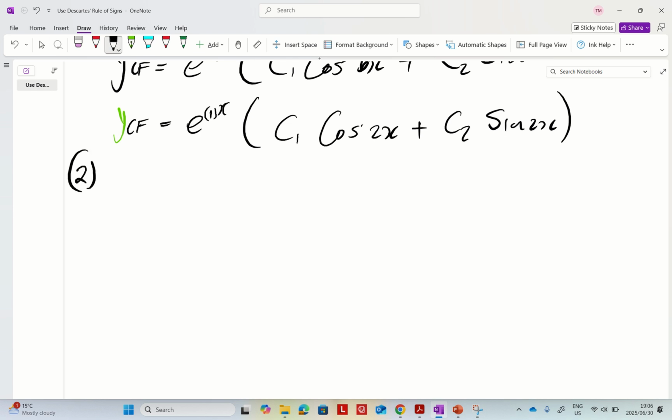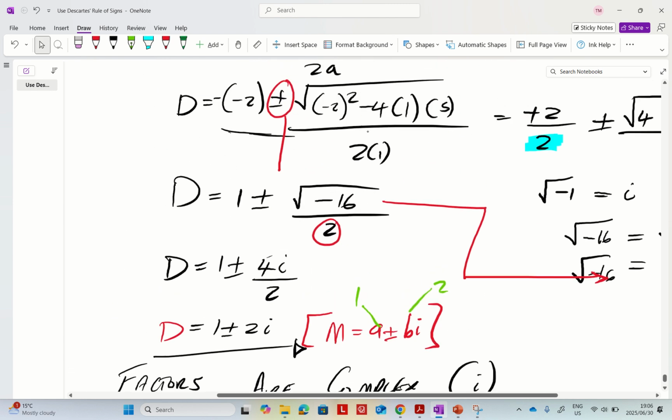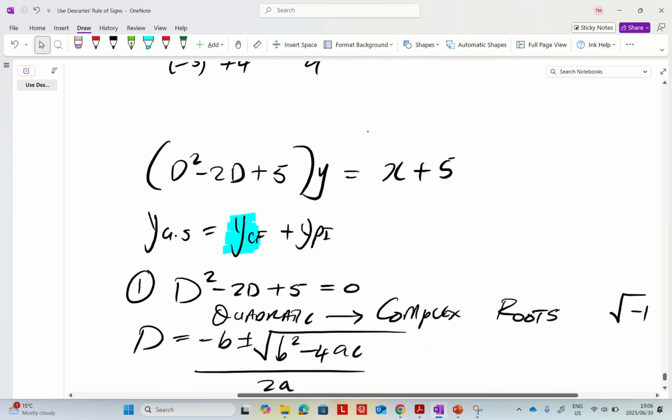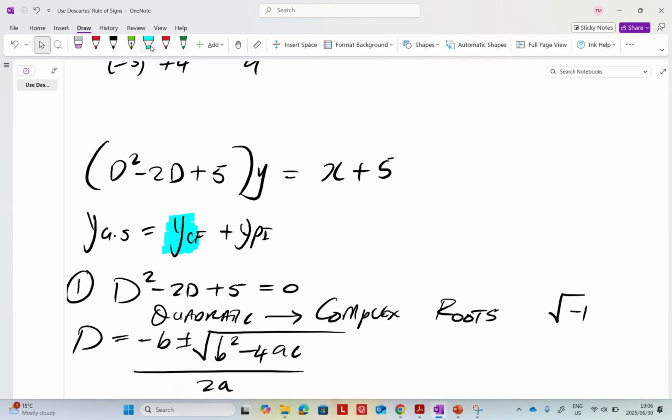So for step number 2, guys, you're going to find YPI. You go back to the original equation. If you check the original equation, guys, please don't confuse this thing. They said the operator method, D method. The moment they say D method, you must know that you use theorems to find YPI. Always you use theorems.